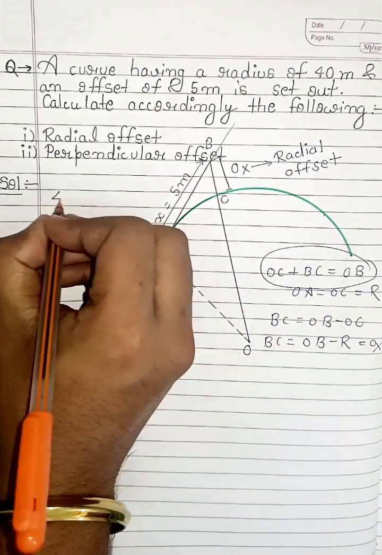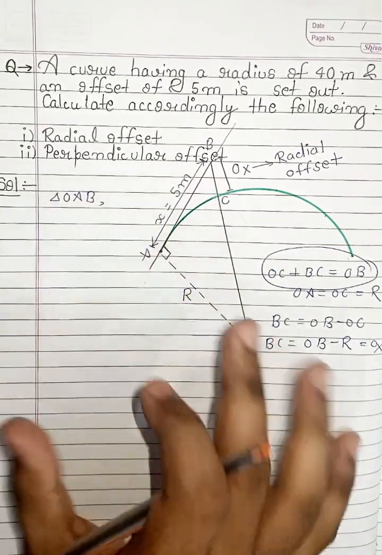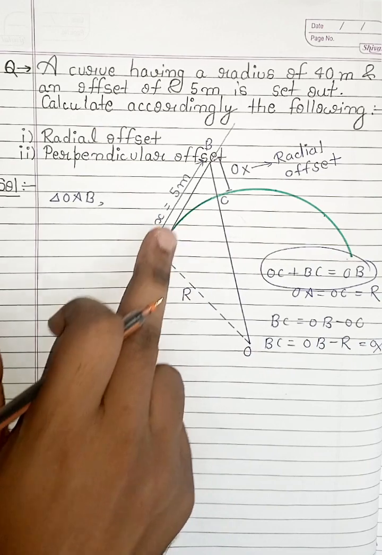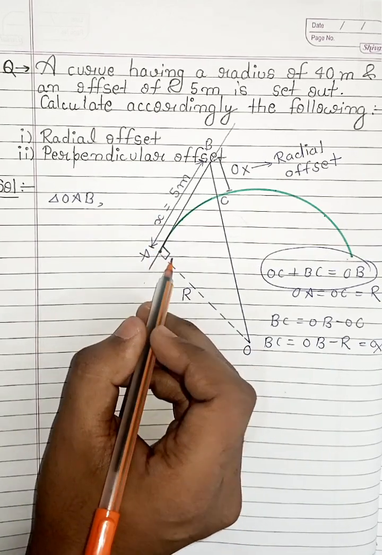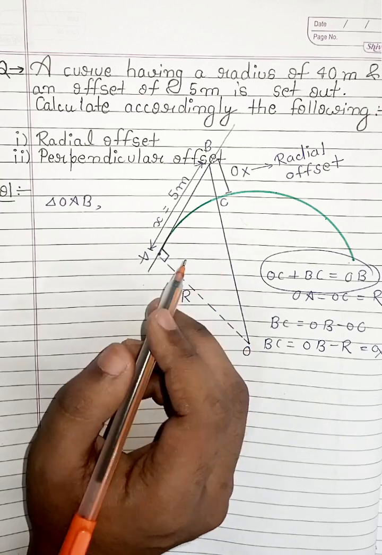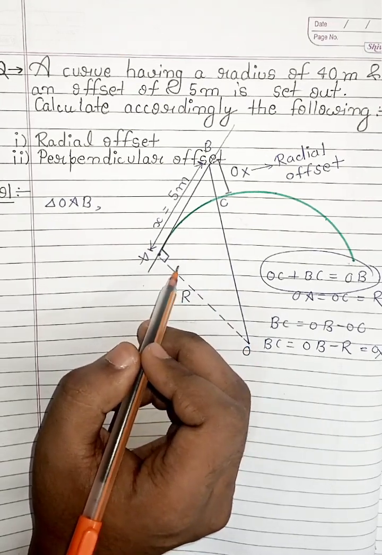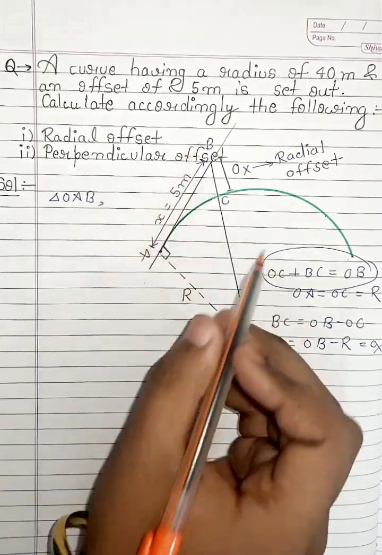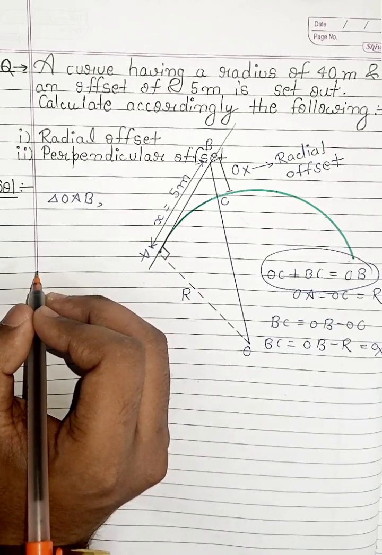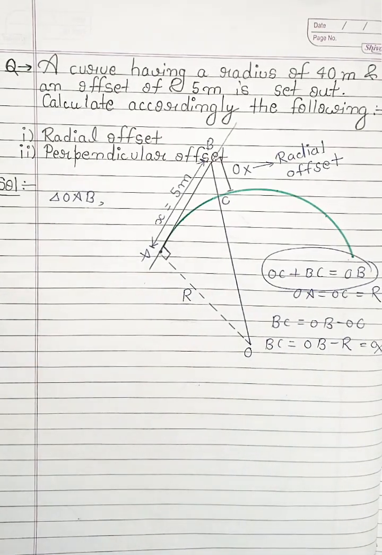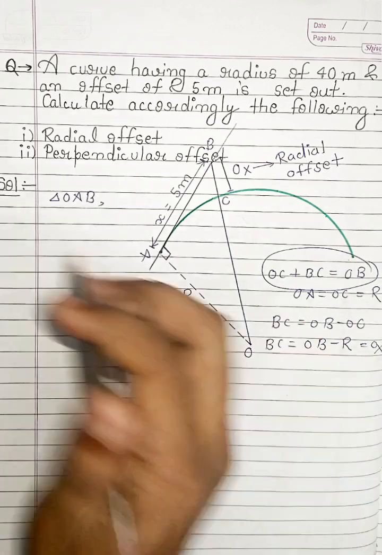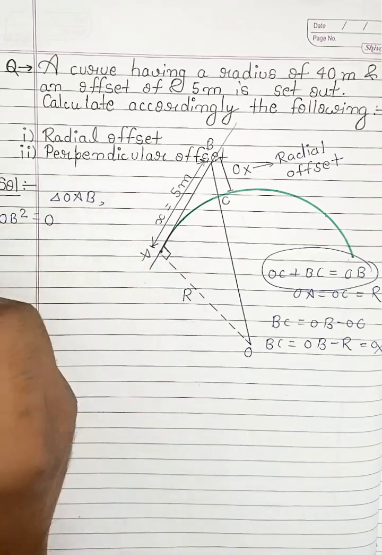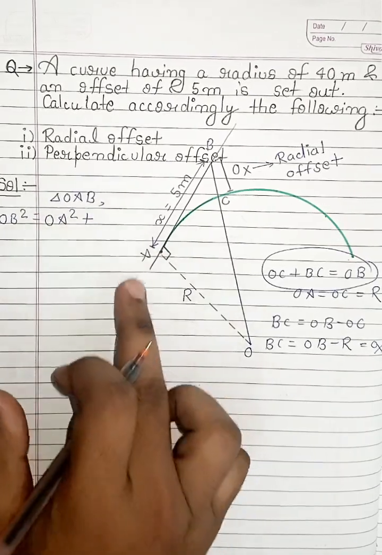In this particular triangle OAB, we can easily see that OA is the line that is perpendicular to AB, so this angle is 90 degrees. The side that is opposite to the angle of 90 degree, or the right angle, is called the hypotenuse of the right angle triangle. So OB is the hypotenuse. We can apply the Pythagoras theorem, which says hypotenuse square is equal to perpendicular square plus base square. Hypotenuse is OB, so OB square is equal to perpendicular square, that is OA square, plus this AB square.